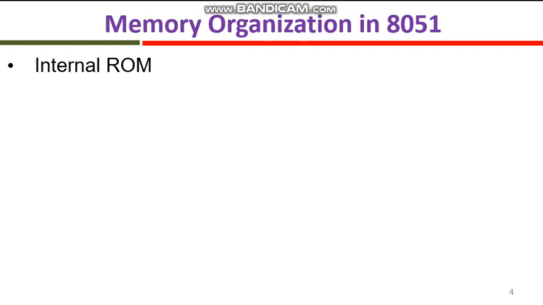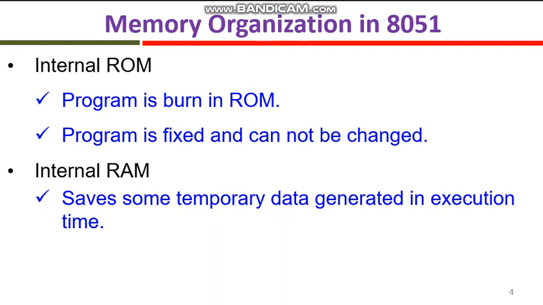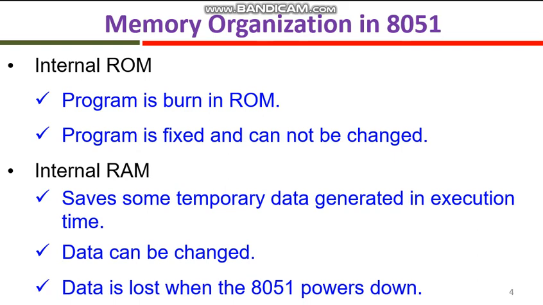Now, what is internal ROM? Any program is burned in the ROM. The program is fixed and cannot be changed, while internal RAM saves data temporarily, that is generated during execution time, and this data can be changed. Whenever the system is switched off, that means the 8051 is powered down, the data will vanish.